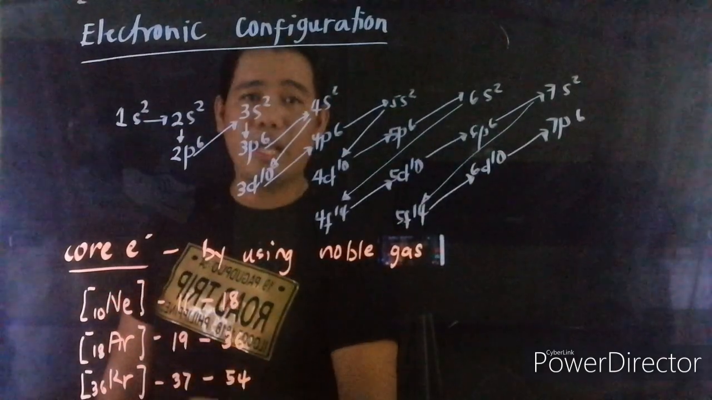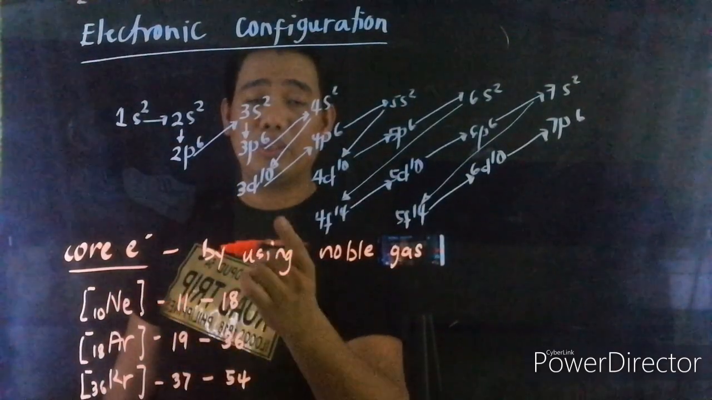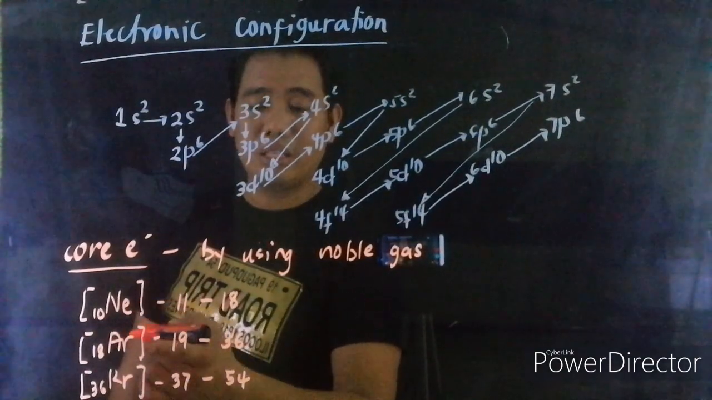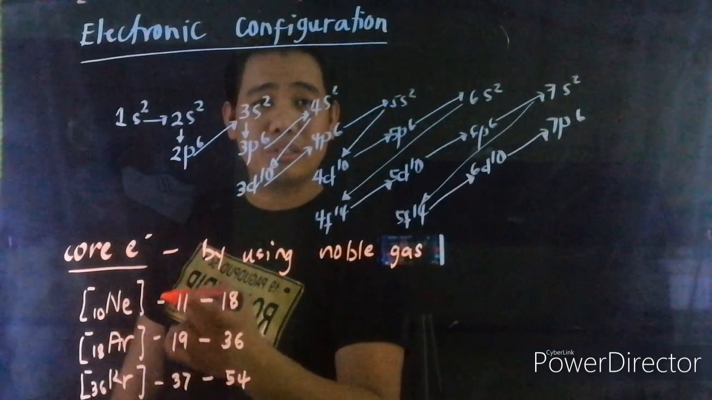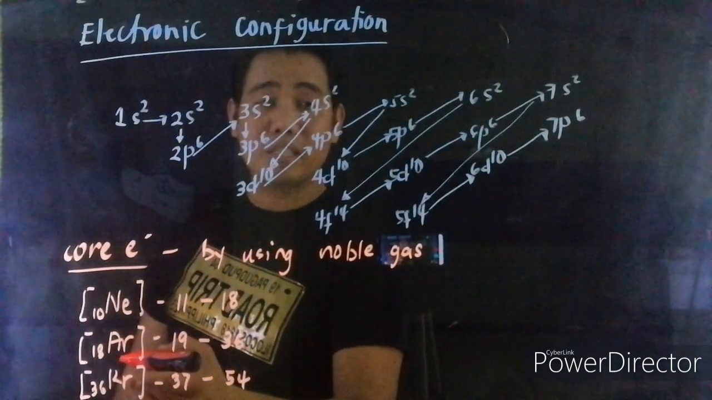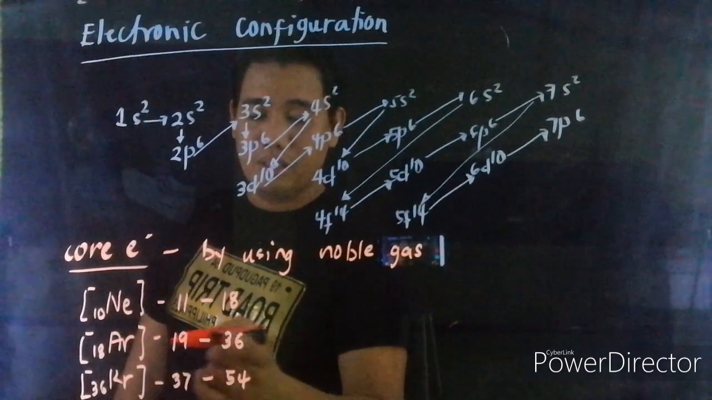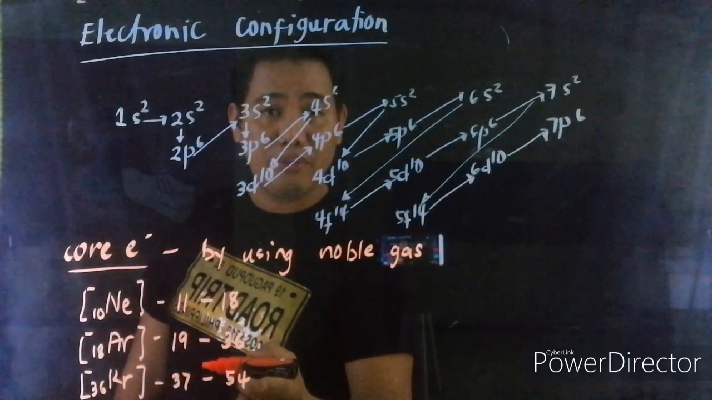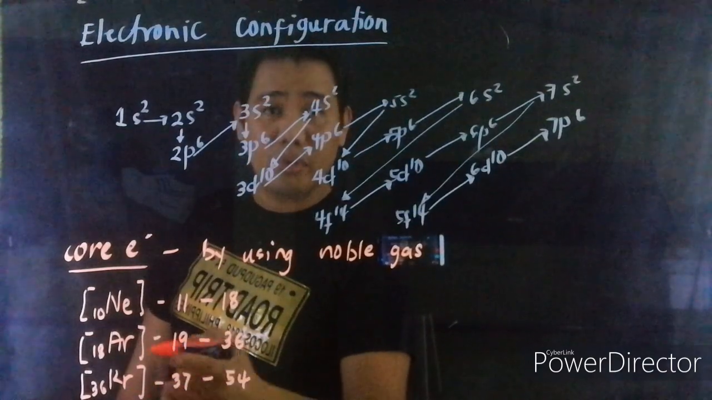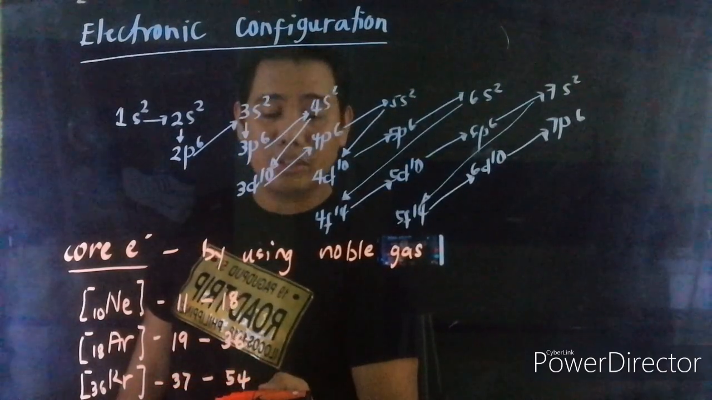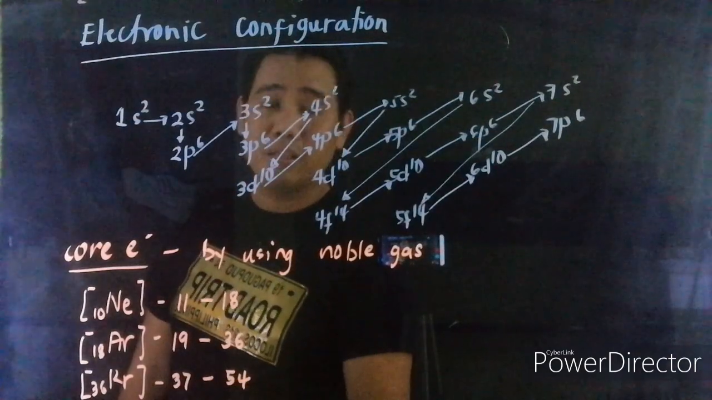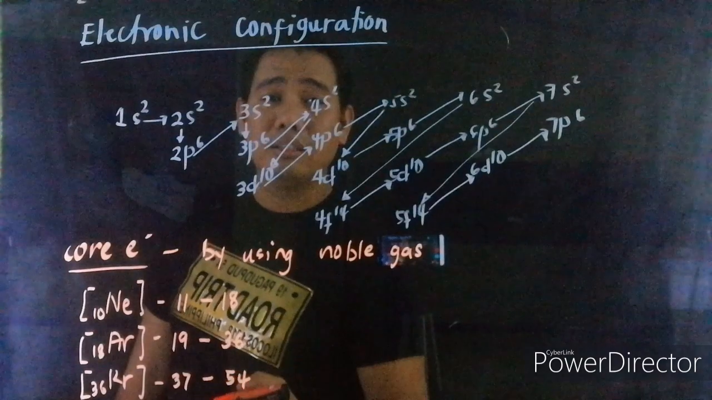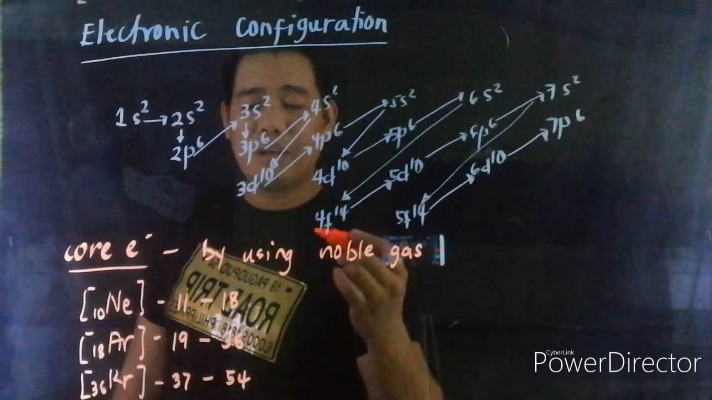So this is easy to remember. If neon is 10, it will start at 11. Then it will terminate at 18 for the next noble gas. The same with argon. Argon is 18, it will start at 19 and end with the next noble gas, and that is 36. Then 36 for krypton, start at 37, terminates at 54. Xenon is 54, it will start at 55 and terminates at 86. Then radon is 87, and the last one is 118.